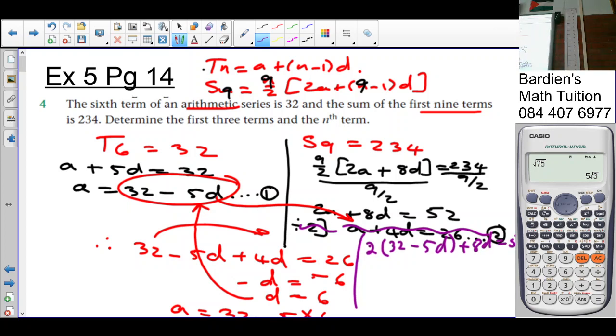So you multiply out, read what you have there. 52 equals 10d minus 60. But if you multiply this out, I'm going to get 64 minus 10d plus 8d equals 52. So that is negative 2d is equal to 52 minus 64. What's 52 minus 64? Negative 12. Which still gives me a d value of 6.